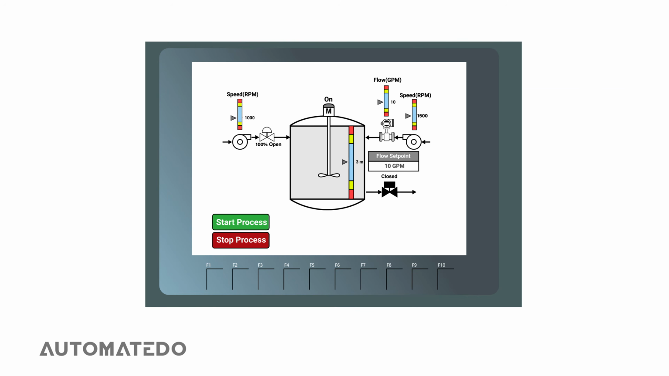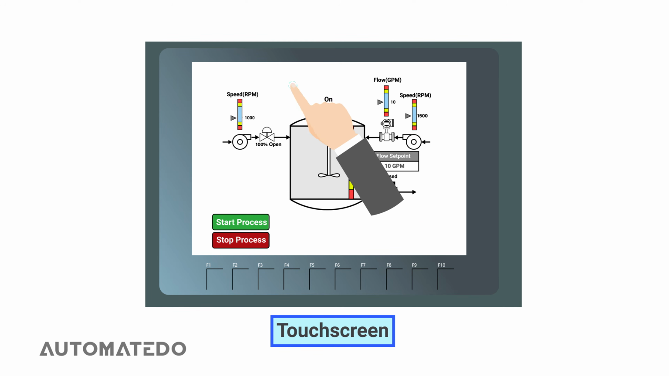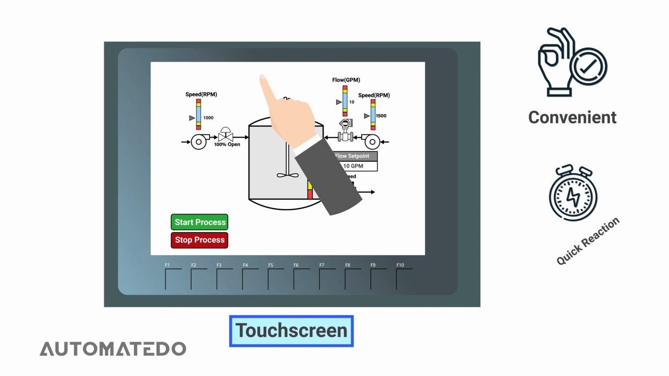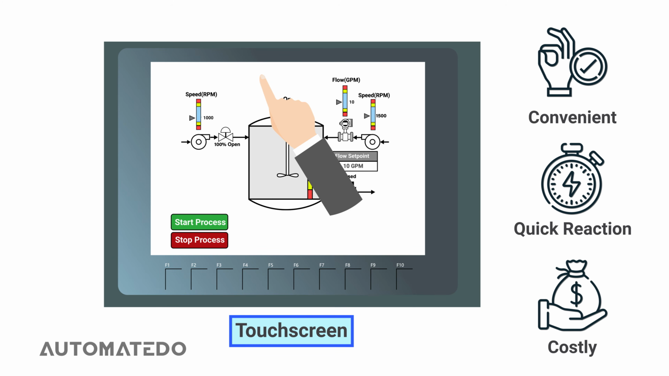A variety of HMIs is available in an industrial setting, such as touch screens that enable users to access controls by tapping or touching the actual screen. They are convenient and allow for quick reactions, but they are costly.